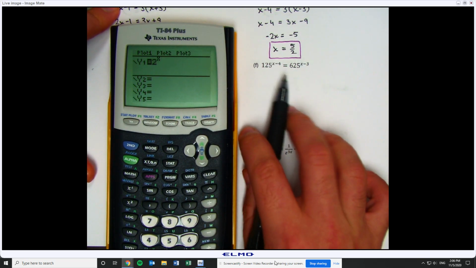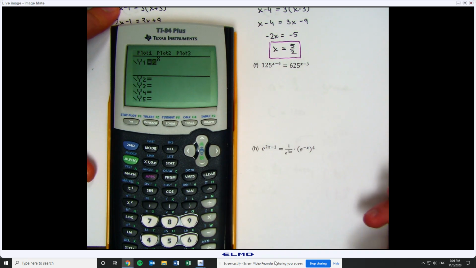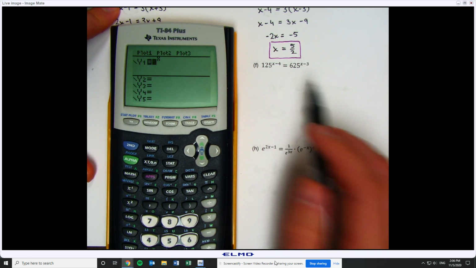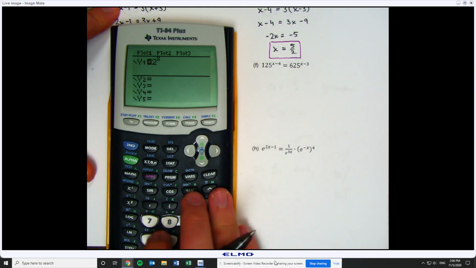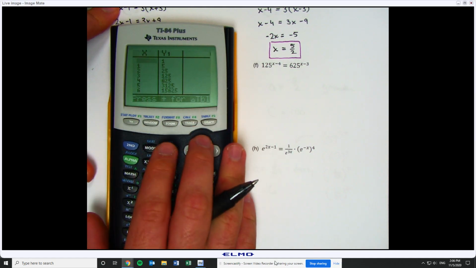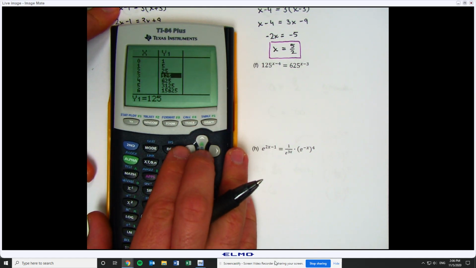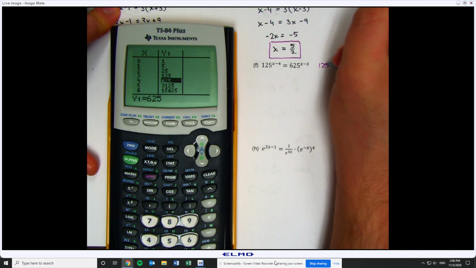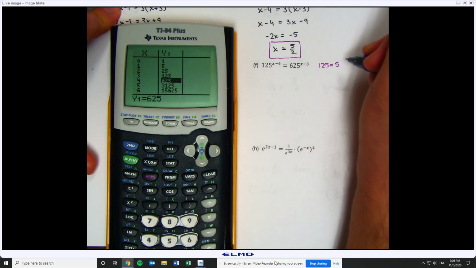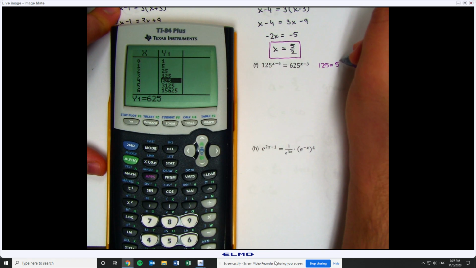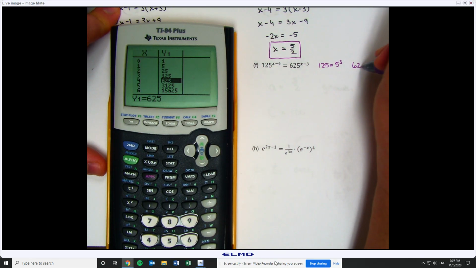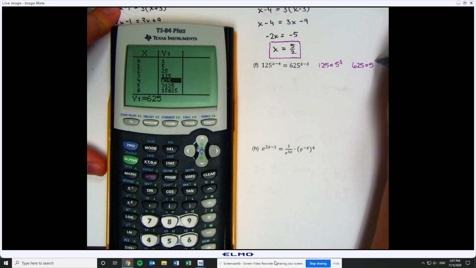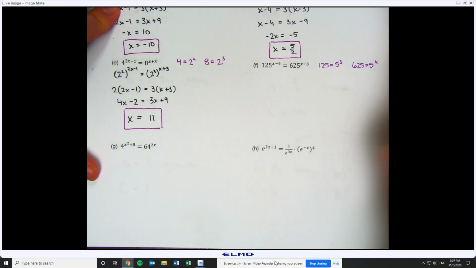A number that's small that can divide both of them, I know I can use 5. 5 divides both of those. So let's see if I can change it to base 5. There we go. 125 and 625. So I know now that 125 is equal to 5 to the third power, and 625 is equal to 5 to the fourth power. Now the problem is exactly like the one that we just did.